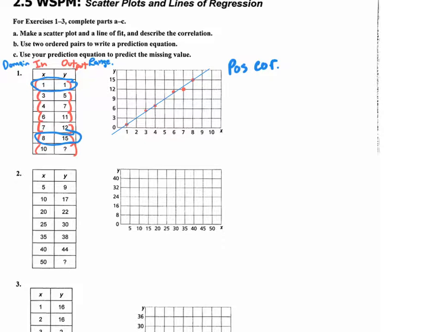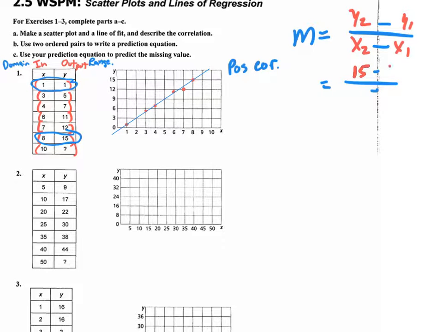What's the first thing that we could do with 2 coordinates, with algebra? Anybody? Slope. So m equals y2 minus y1 over x2 minus x1. And we said we're using the first point (1, 1) and the second point (8, 15). So when I go for the slope formula, this is going to be my second point. So y2 is 15, y1 is 1. And then x2 is 8 and x1 is 1.